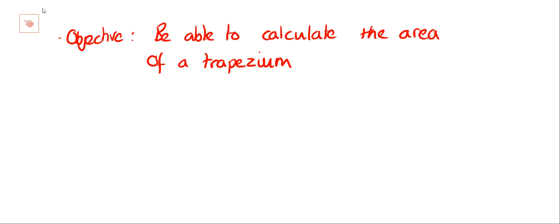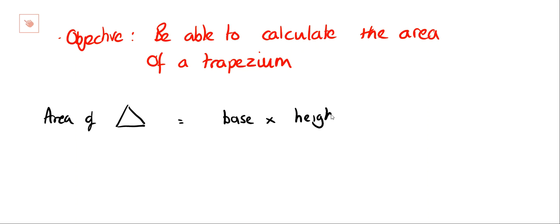let's just recap on area of a triangle. What's the area of a triangle formula and why? Base times height divided by 2. So we've got base times height, and then that's divided by 2 because a triangle is half of a rectangle.